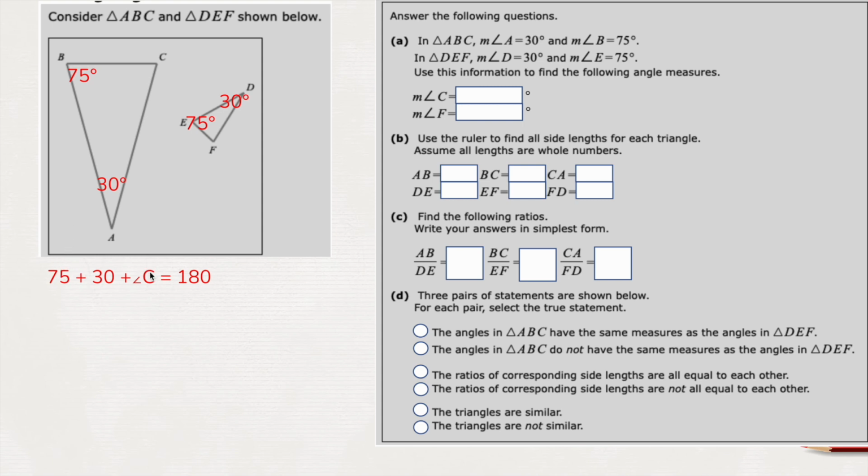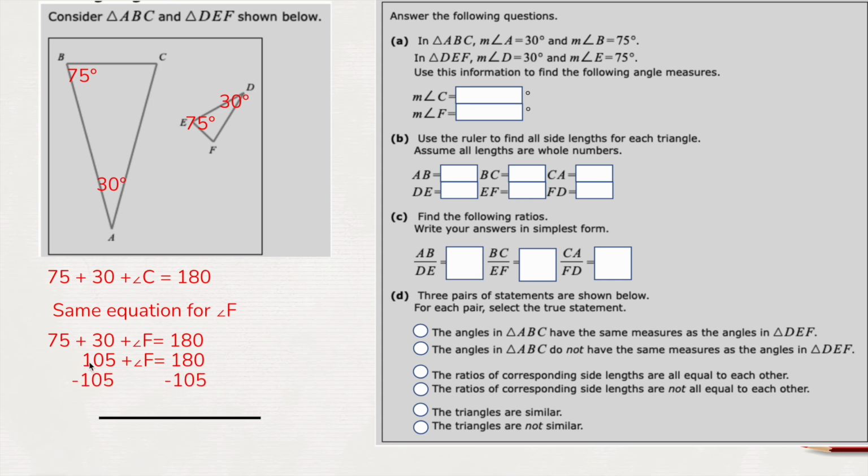So 75 plus 30 plus angle C equals 180. So then I'm going to add my like terms together here. And this is also going to be the same for angle F because it's 75 plus 30 plus angle F, right? So 75 plus 30 plus angle F would also be 180 degrees. So really, I don't need to do this twice. I could just do it once, and it's going to be the same for both. So 75 plus 30 equals 105, plus angle F equals 180. I'm going to subtract 105 from both sides because that's going to tell me what's left over of the 180 for either angle F or angle C. Remember, they're both going to have the same result here. So angle F and angle C have to be 75 degrees. So I've answered part A.